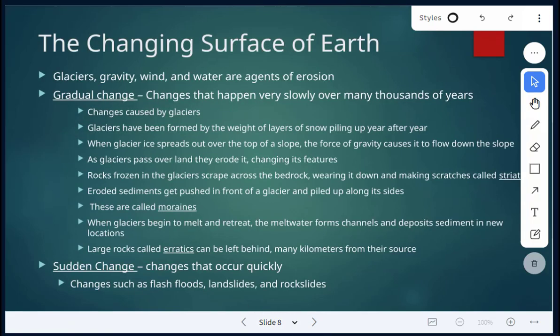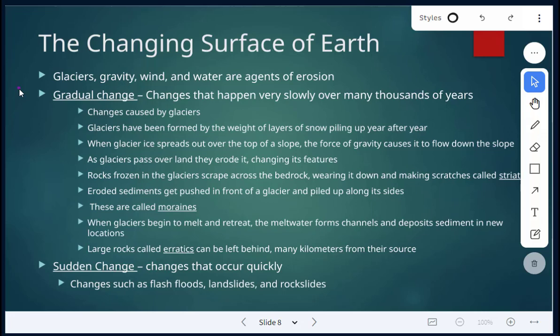All right, so next, the changing surface of Earth. Glaciers, gravity, wind, and water are agents of erosion, just like we saw in that video. A gradual change is when changes happen very slowly over many thousands of years. For example, changes that are caused by glaciers. Glaciers form by the weight of layers of snow piling up year after year. And then when glacier ice spreads out over the top of a slope, the force of gravity causes it to start flowing down the slope.